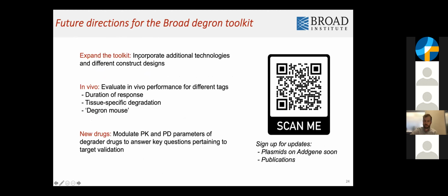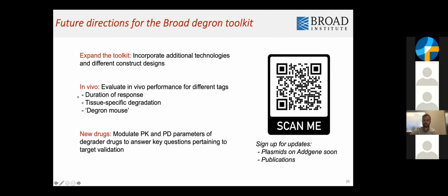So we're excited about expanding the toolkit and incorporating additional technologies. Obviously, in vivo applications are going to be incredibly important, whether different tags and the different compounds available for those tags have durable responses or tissue-specific degradation. These are things that I know the PROTAC field is thinking a lot about. In contrast to something like avoiding platelet-induced toxicity with tissue-specific degradation, we're actually interested in addressing these early target toxicity questions. So can we achieve degradation in every single tissue?